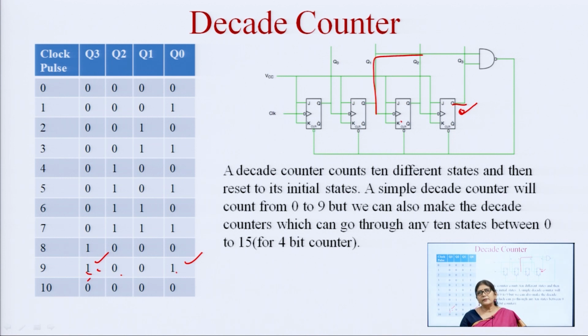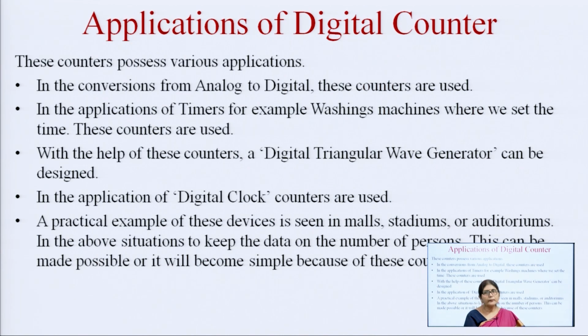So, a decade counter has 10 different states, and after 9 it will go to the 0 state. These are generally used in measuring instruments, because the 7 segment display which is used to display the units also displays from 0 to 9. Now, applications of digital counters. Digital counters are used for analog to digital conversion, converting the analog signal into a digital signal.